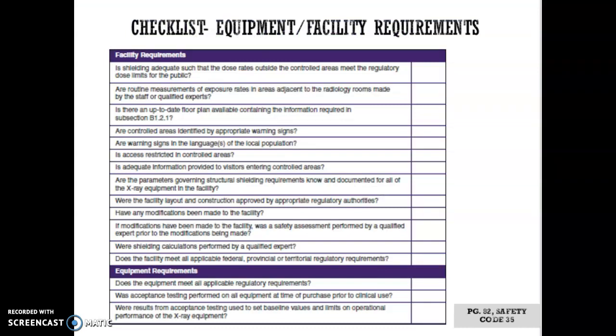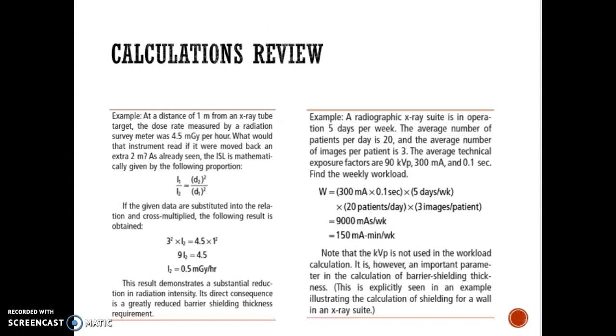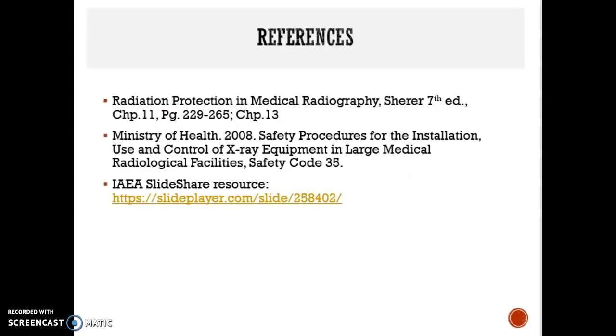So this marks the end of this presentation. Here's a checklist that can be found in Safety Code 35 on page 82. And this sums it up nicely, what is required by the facility and what the equipment requirements are. So you can have a look at that. It is on page 82. I have included some questions here for your review. This is straight from the Medical Radiography Radiation Protection textbook. And here are some calculations I'd like you to review and practice for the final exam. And these are the references for this unit. Please do some further reading if you'd like to learn more.